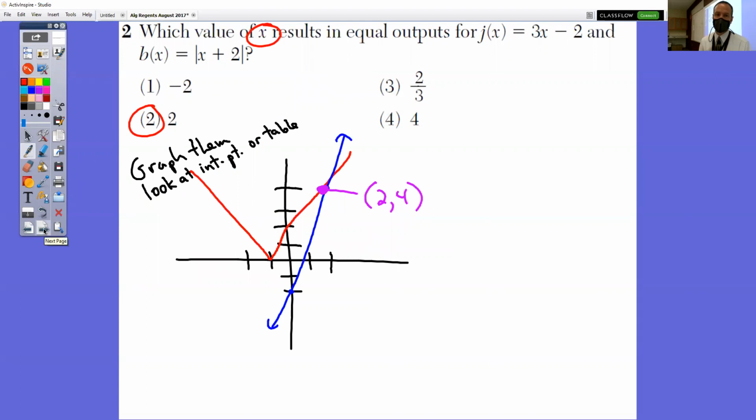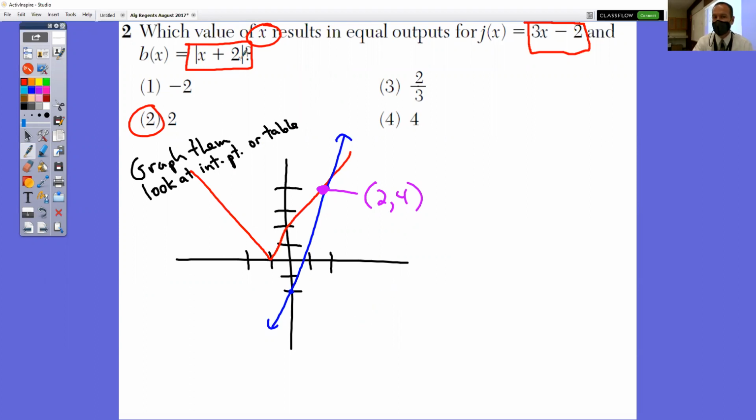In question number 2, which value of x results in equal outputs for j of x equals 3x minus 2, and b of x is the absolute value of x plus 2. All that you have to do is in your y equals, type in both equations, and see where they cross. That's where the one equation is equal to the other equation. It's the intersection point where they cross.